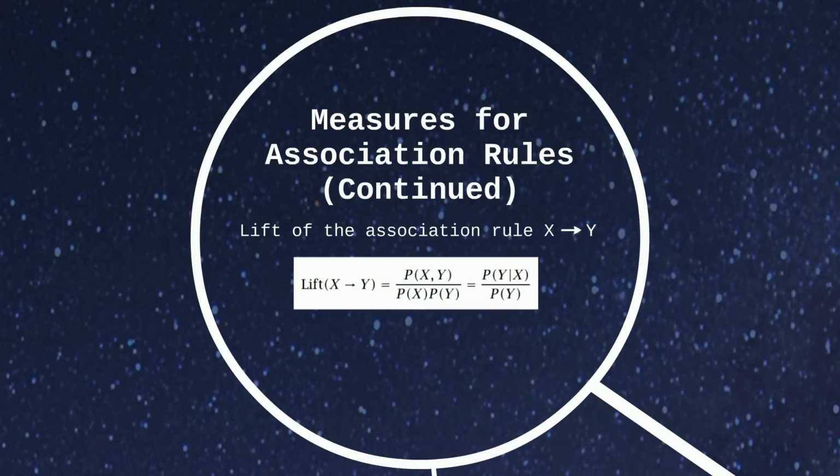So these are the 3 measures for association rules that we're going to use: support, confidence, and lift. And these are really the only ones that you do need to know to apply association rules. There are other measures out there, however, they're used much less commonly than these 3.